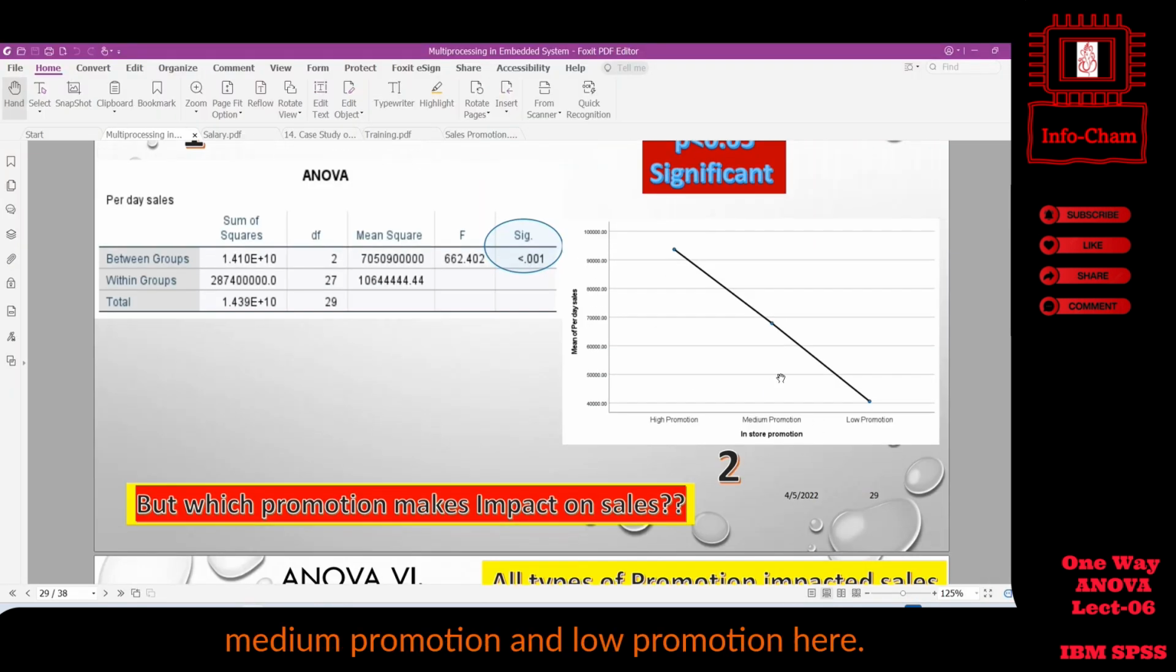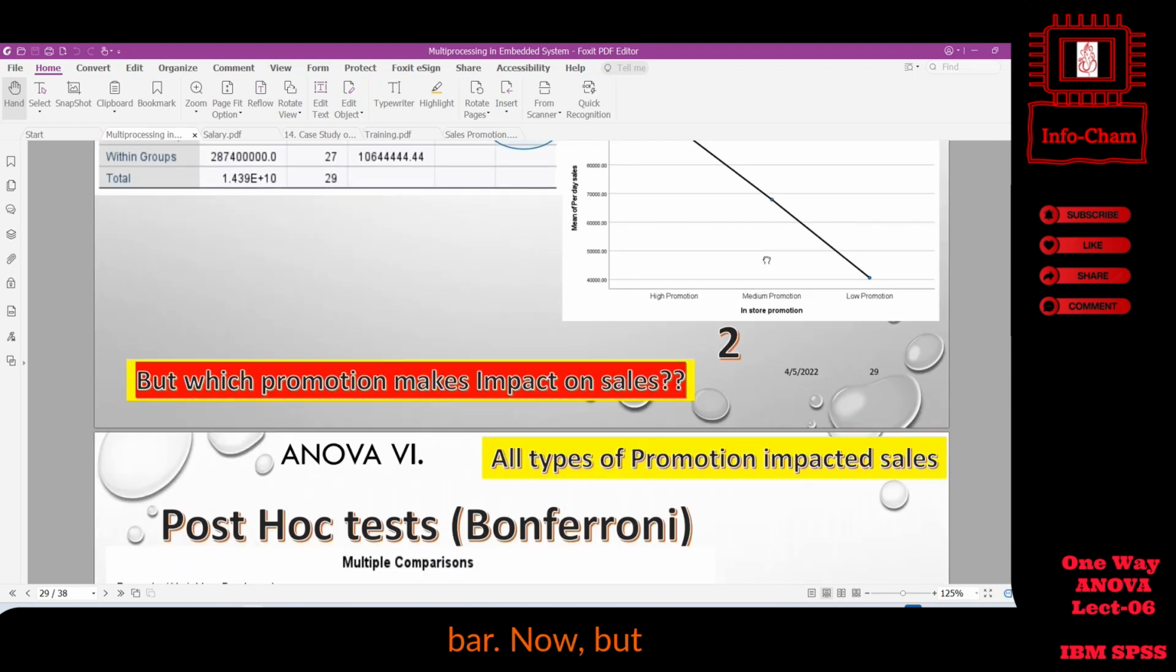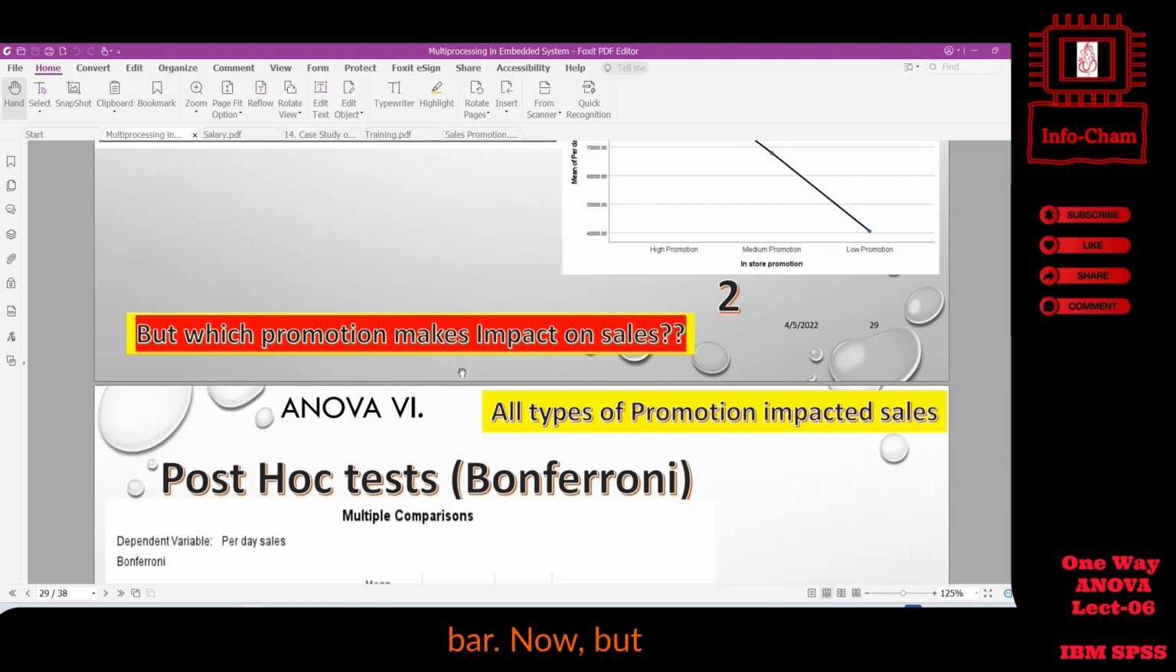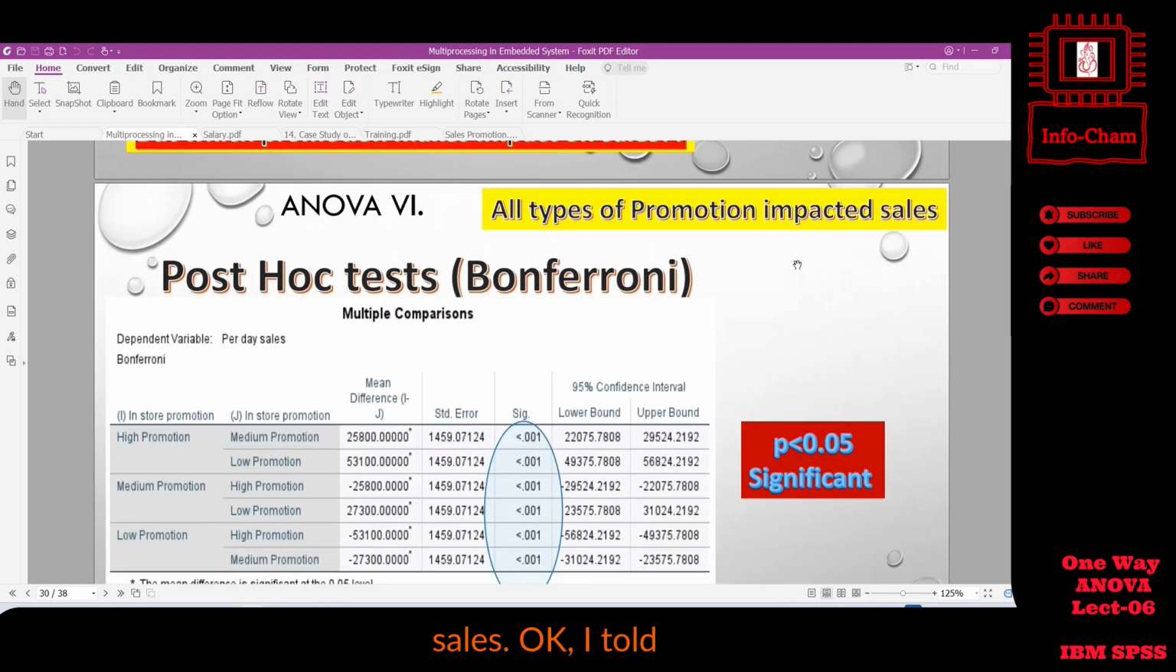Okay, please have a look here. High promotion, medium promotion, and low promotion. This graph is also showing some negative bars here. Just think about it. If we do a high promotion, the sale is increasing. If low promotion, the sale goes down. You can show it by the bar. Now, which promotion makes an impact on the sale? High, medium, and low. See, all types of promotion impacted the sales.